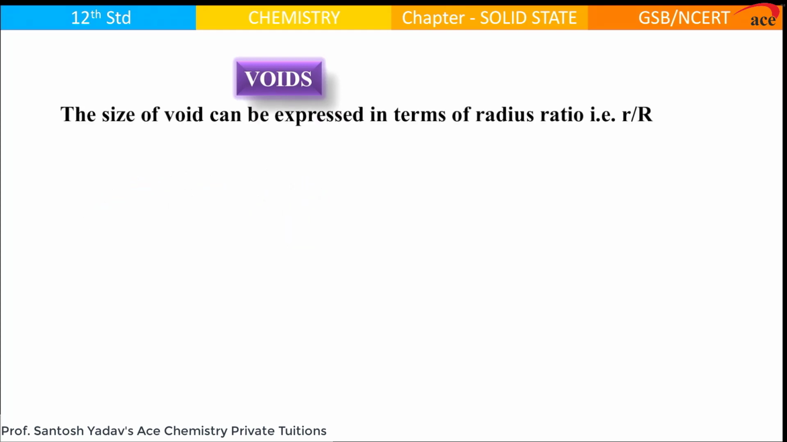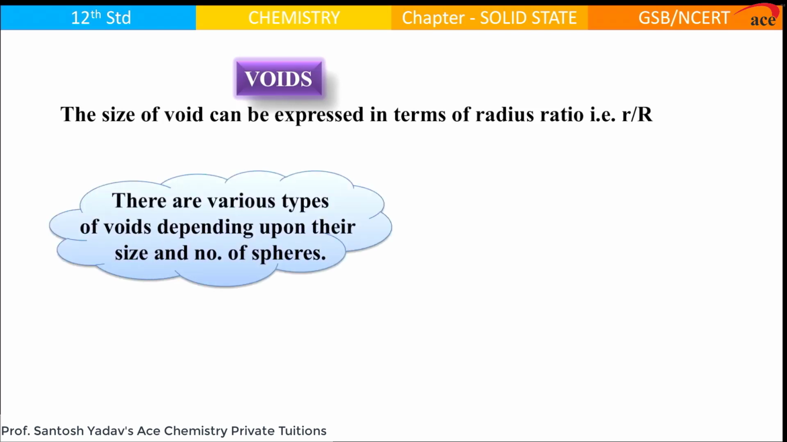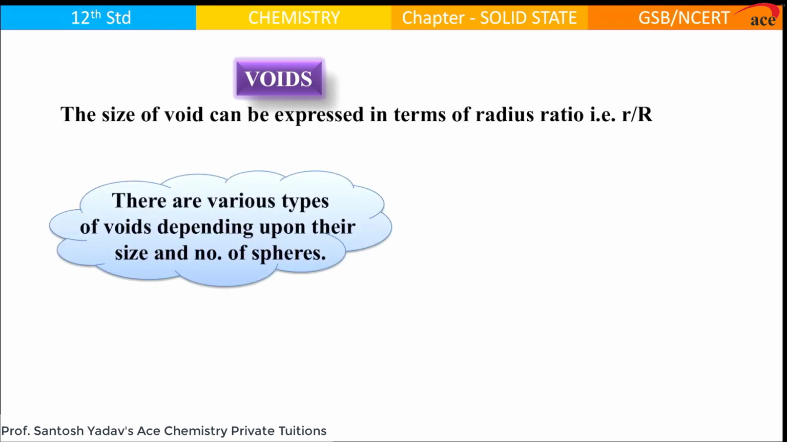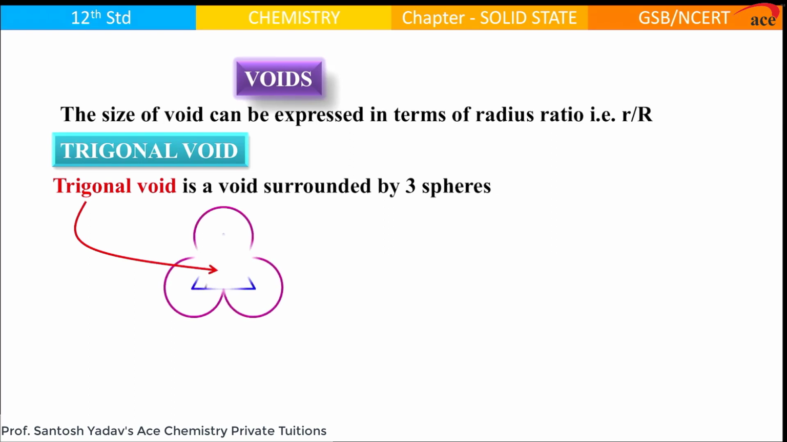Now, the size of a void can be best expressed by a term called the radius ratio, where small r stands for the radius of a sphere that will exactly fit into the void, and capital R is the radius of the surrounding spheres which make up that void. There are various types of voids depending upon their size and the number of spheres. We are going to learn the first void, the trigonal void.